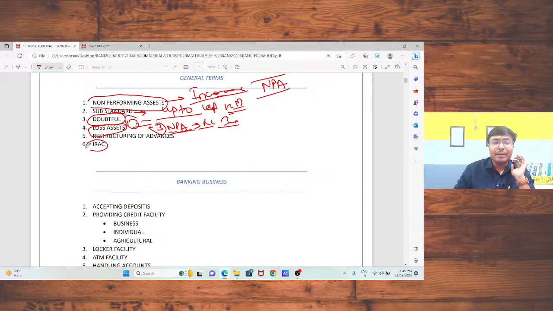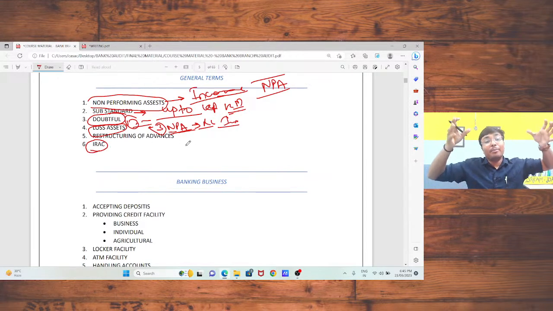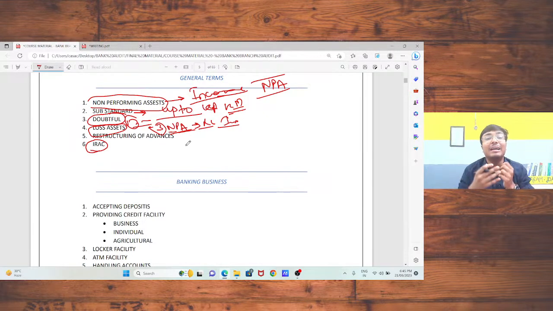Sir, what do you mean by IRAC norms, that is, income recognition and asset classification? How you are going to recognize your income in case of NPA, and how you are going to classify the assets, whether my asset is a substandard asset, or a standard asset, or a doubtful asset. Okay, so these are the terms which are decided by the IRAC norms. Okay, sir. Sir, what do you mean by restructuring?